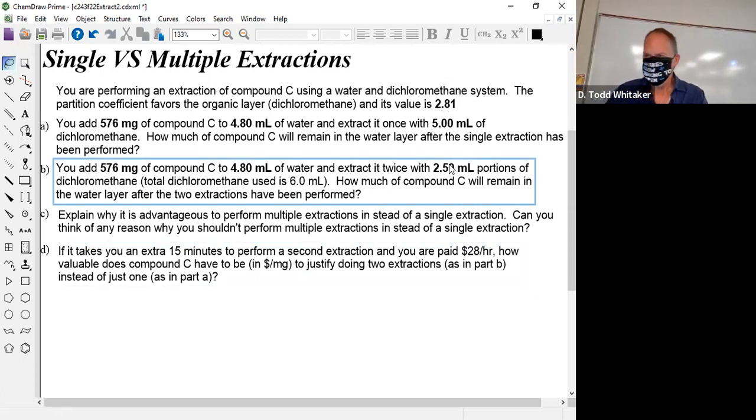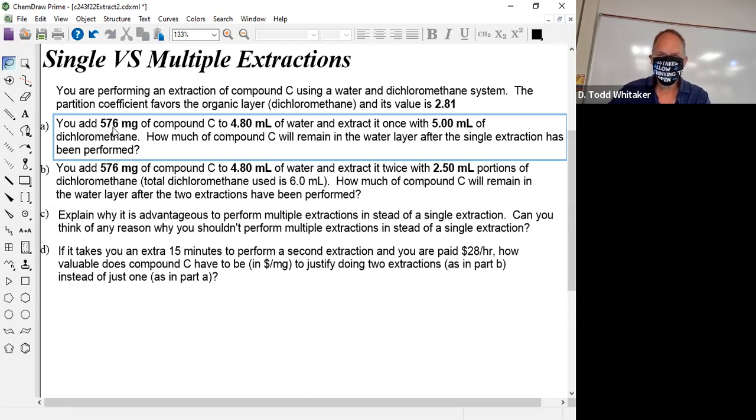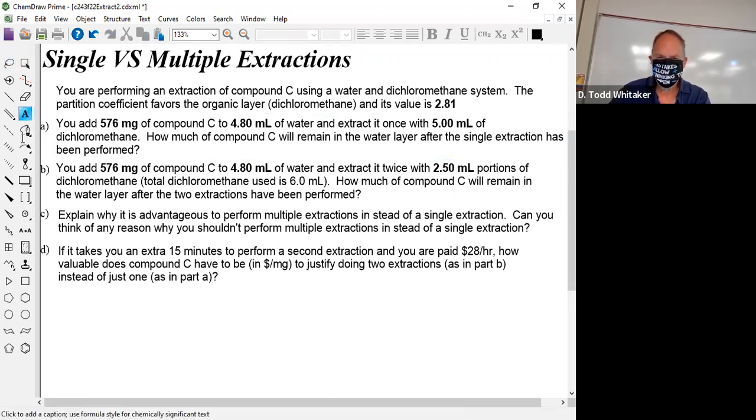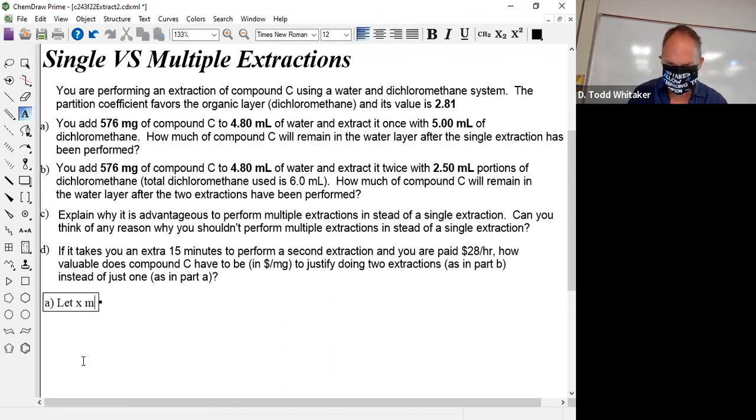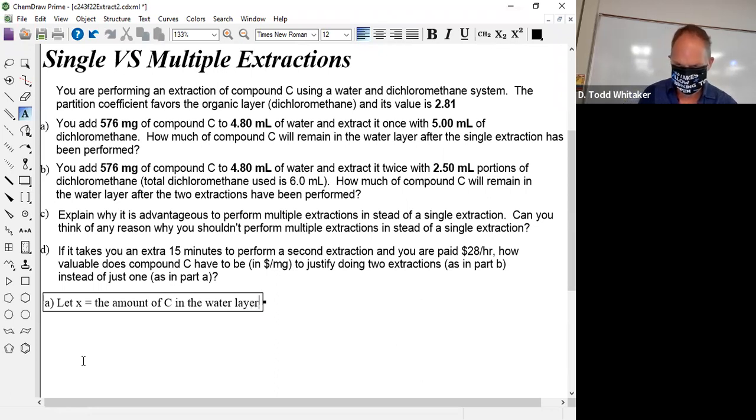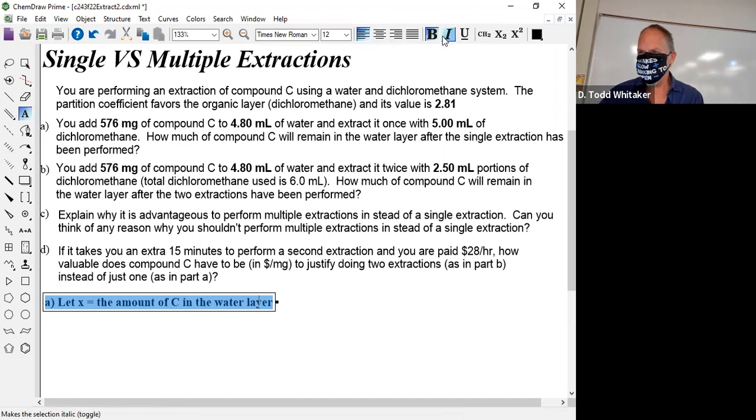That's what that means. We have 576 milligrams of compound C, and we're going to extract it with 4.8 mL of water and 5 milliliters of dichloromethane. So which one of those is the organic layer? Dichloromethane. And what I'm going to do for A, set up A here, I'm going to let X equal the amount of C in the water layer. That's what I'm going to let X represent.